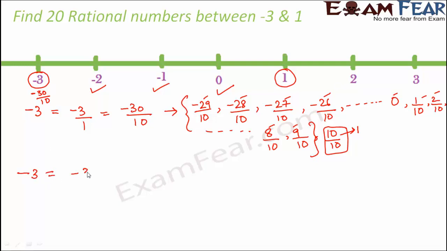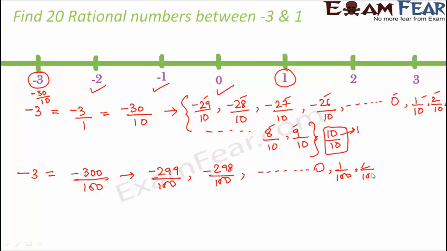The same minus 3 can also be written as minus 300 by 100. And then you can have minus 299 by 100, minus 298 by 100, minus 297 by 100, and so on till you reach 0. And then even after 0, you will have 1 by 100, 2 by 100, 3 by 100, and this will reach up to 100 by 100, before which is 99 by 100. So any number that would lie between this and this, they all lie between minus 3 and 1 again. So infinite numbers exist like this.